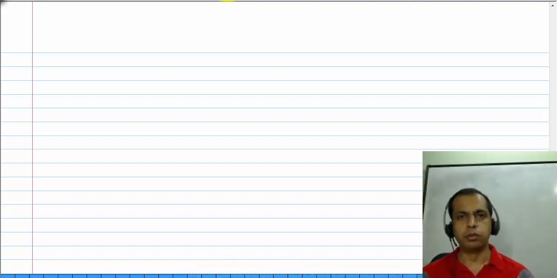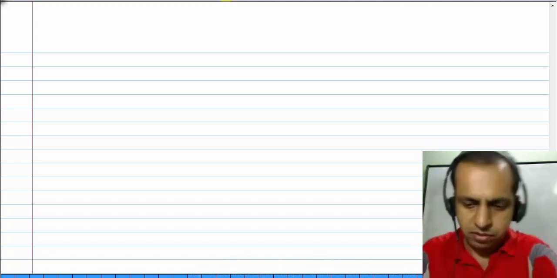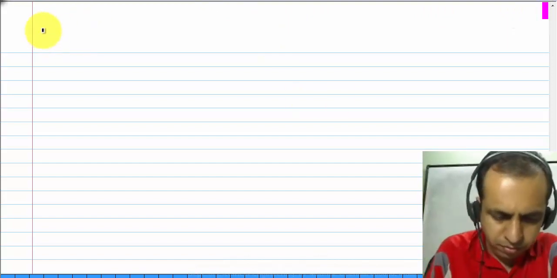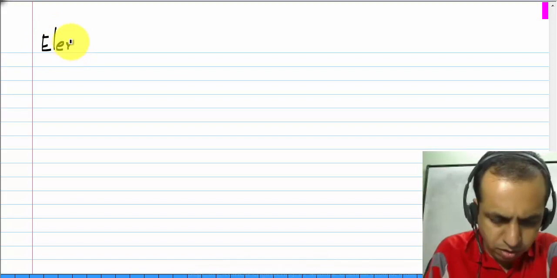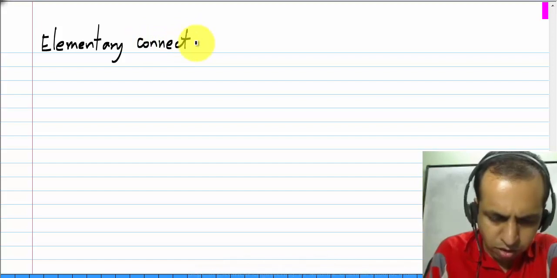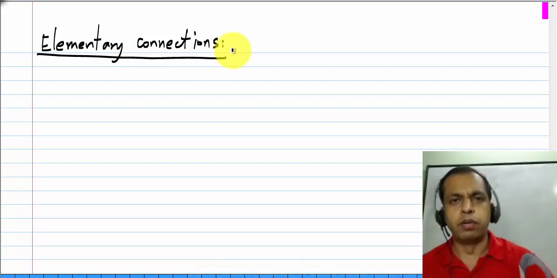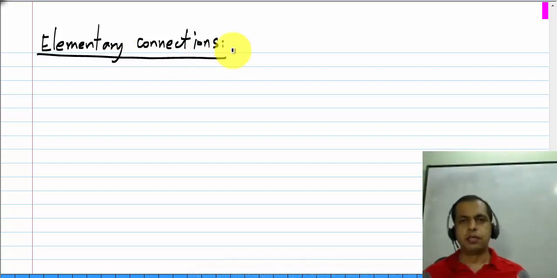Hello and welcome to another unit of basic electrical circuits. In the previous unit we have looked at certain two terminal elements. In this unit we will look at certain elementary combination of these elements and see how they behave. And when I say how they behave, what I mean is what the equivalent characteristics of the combination is.